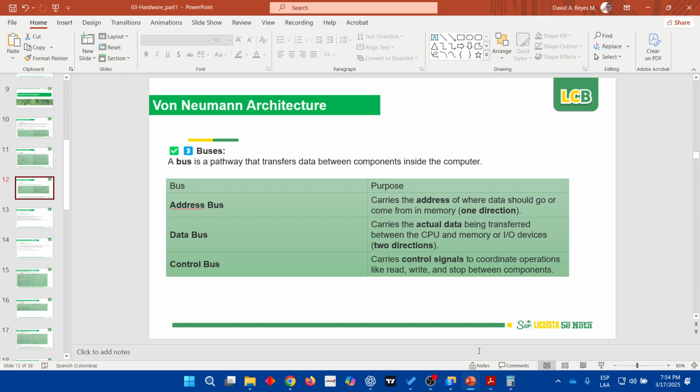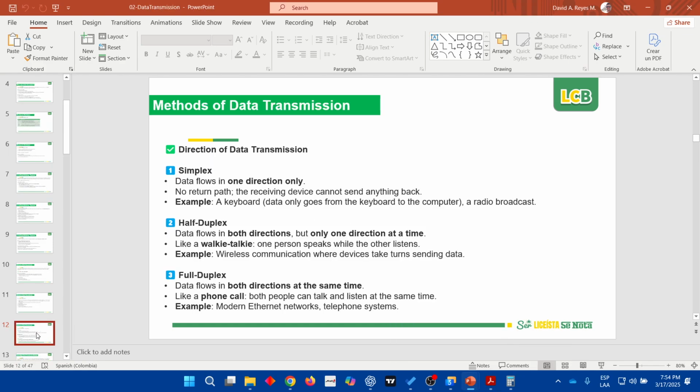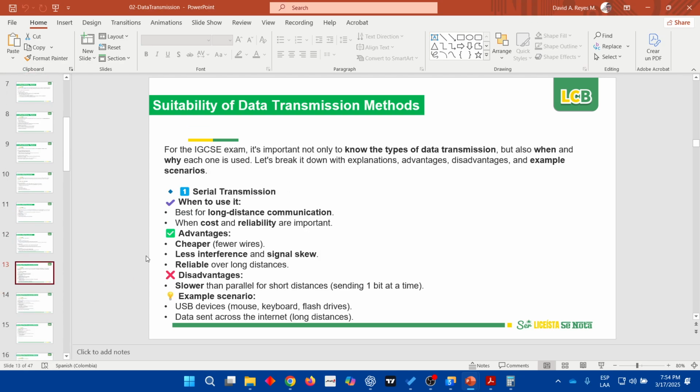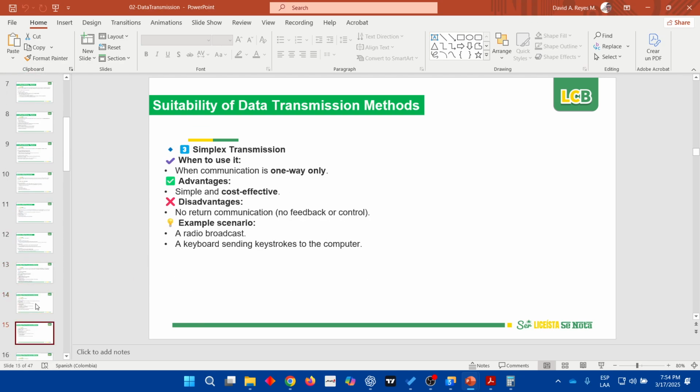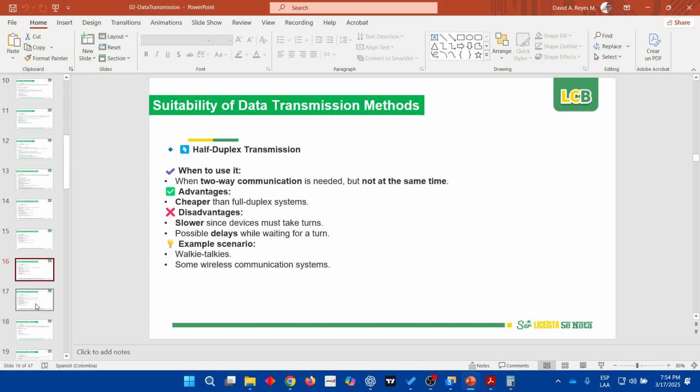Then we have the data bus. It carries the actual data being transferred between the CPU and memory or IO devices. Two directions. In two directions, we have this part that is called half duplex. Okay, two directions, but not at the same time.